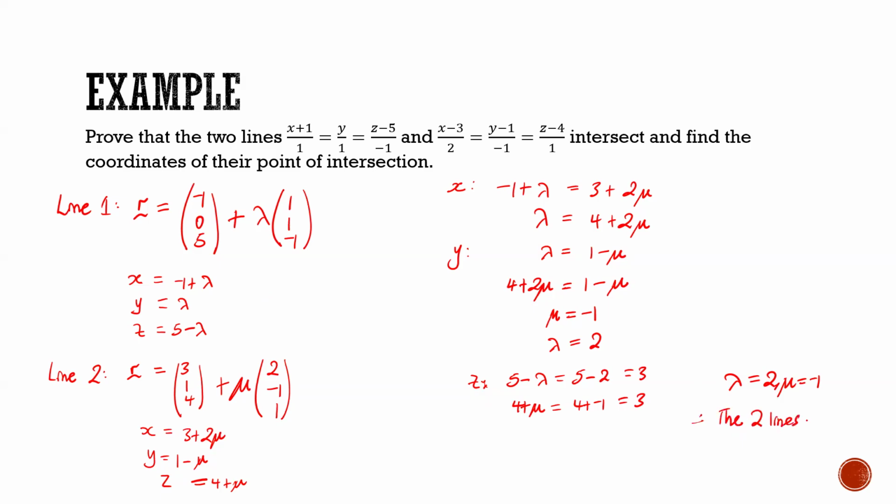The two lines intersect. And okay, how do we find the point of intersection? We simply substitute. We could use either the value of lambda or of mu to get the point of intersection. We'll have that x is equal to -1 plus 2, which is 1. y is equal to lambda, which is just 2. And we already know that z is equal to 3. So the point of intersection of those two lines is in fact (1, 2, 3).